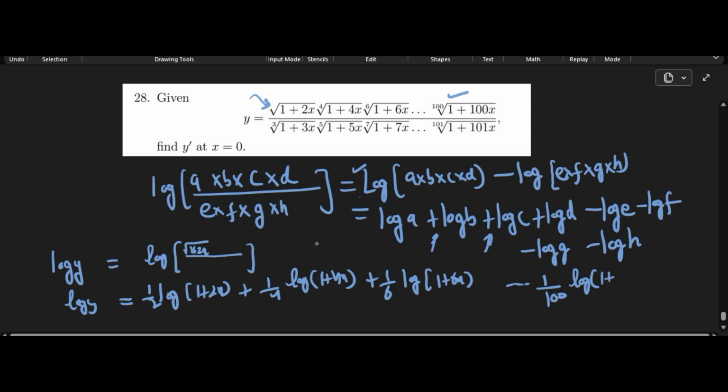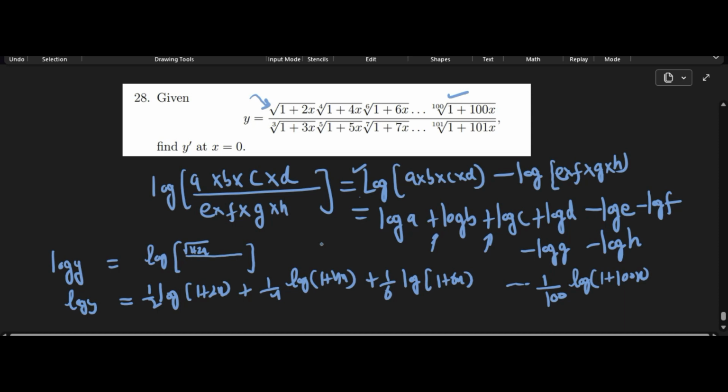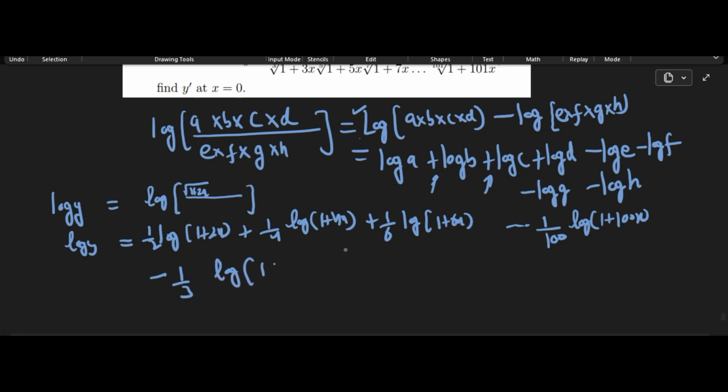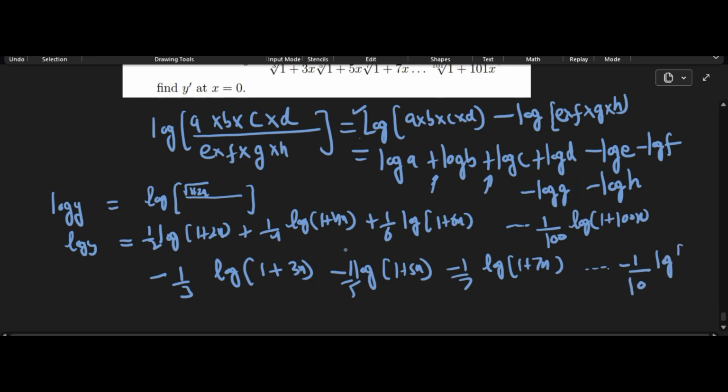Now there is a denominator also, which is primarily odd numbers. So if you notice, these are odd numbers. So minus 1 by 3 log of 1 plus 3x minus 1 by 5 log of 1 plus 5x minus 1 by 7 log of 1 plus 7x, and so on, minus 1 upon 101 log of 1 plus 101x.